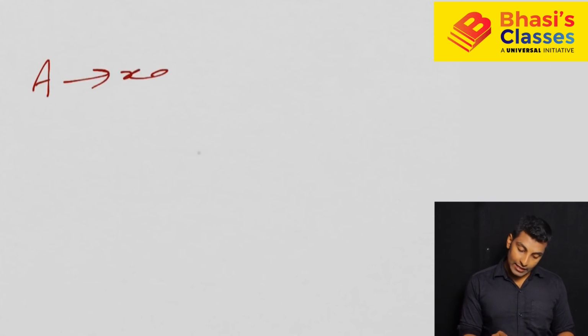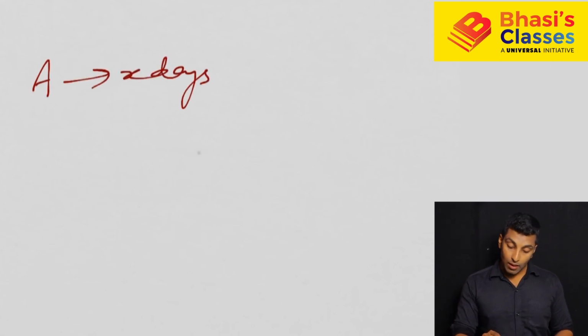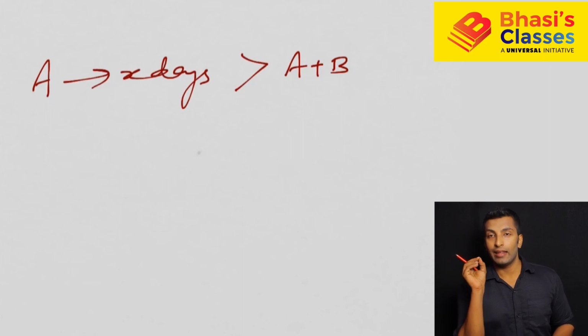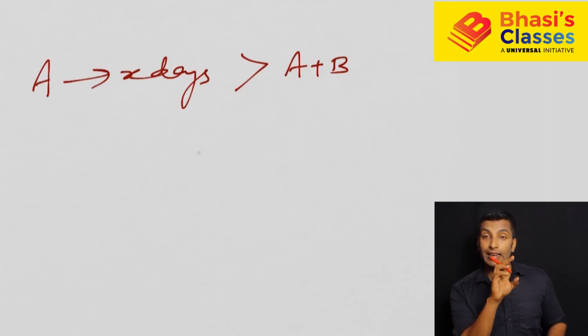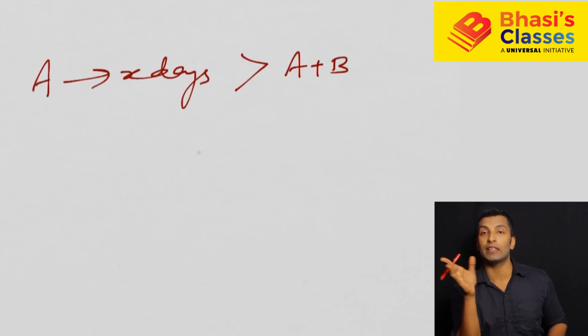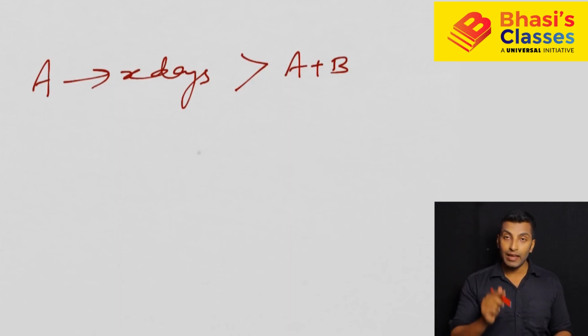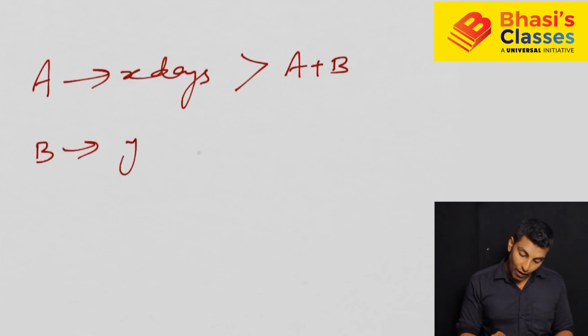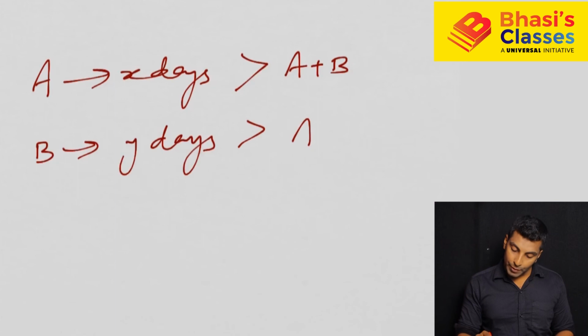Another pattern which I need to discuss that I've seen in previous papers is, let's suppose, A takes X days more than A plus B working together. See, if A plus B working together can complete the work in, let's suppose, 10 days, then A takes X days more, that means 10 plus X. That's the idea. Similarly, they'll give you information regarding B also. B takes Y days more than A plus B working together.